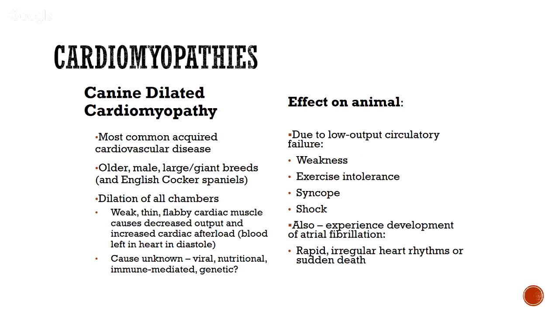The effect on the animal is due to the low output, the circulatory failure. We'll see weakness, exercise intolerance, syncope, which is fainting from lack of blood flow or lack of oxygen to the brain, and shock. Also, they're going to experience some development of atrial fibrillation. Think about how if you work out really hard and you're trying so hard to lift a weight and your muscles just start to shake. That's what happens with the heart as well. We get an atrial fibrillation. The atrial heart muscle is so full and it's trying so hard that it just starts to flutter a little bit. Those rapid, irregular heart rhythms can actually lead to sudden death.